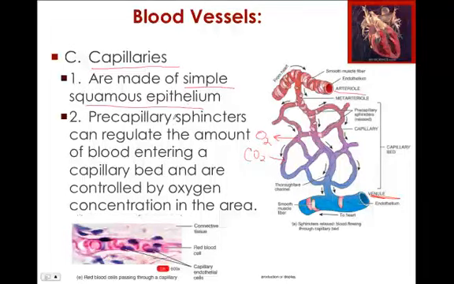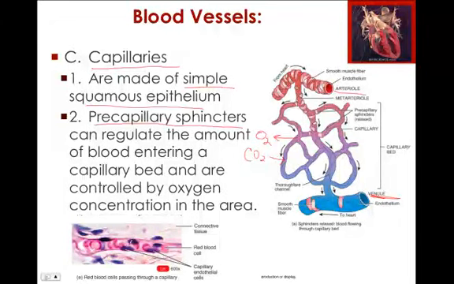Now, what's also cool about the capillary beds is we have these things called precapillary sphincters. And these little precapillary sphincters are little muscular sphincters that can actually regulate the amount of blood entering a capillary bed, and are often controlled by the concentration of oxygen in a certain area. Let me show you what some of these sphincters look like in the next diagram.